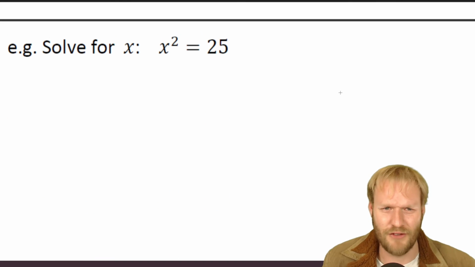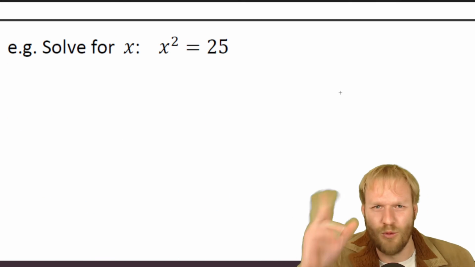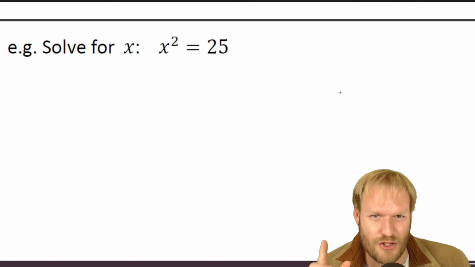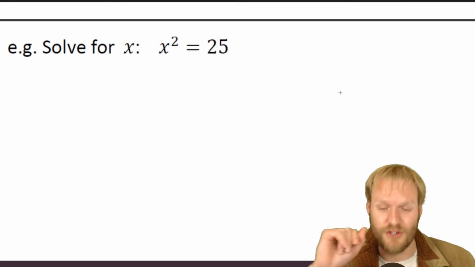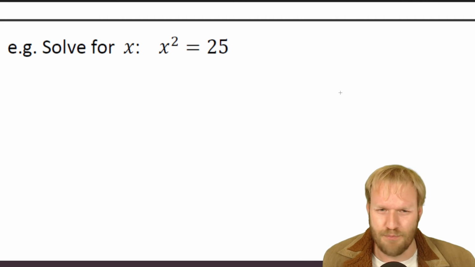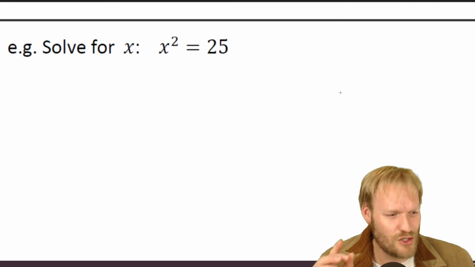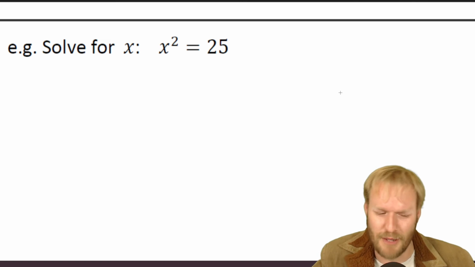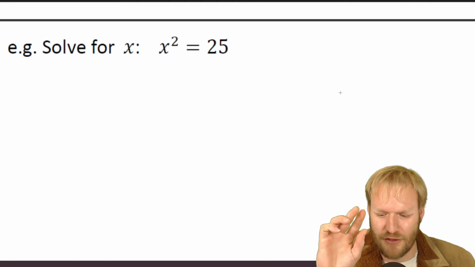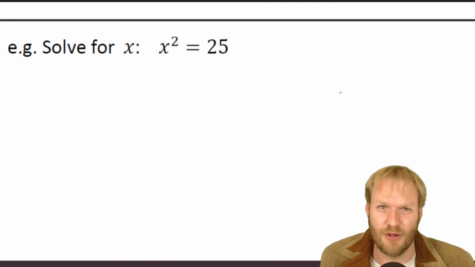Okay, solve for x. x squared equals 25. What are your two solutions, and how did you solve this? The reason I ask is that there are two different ways to solve this, and both are definitely legitimate. There are probably more, but let's see how you solve it. What are the two values of x, and how did you solve this equation?